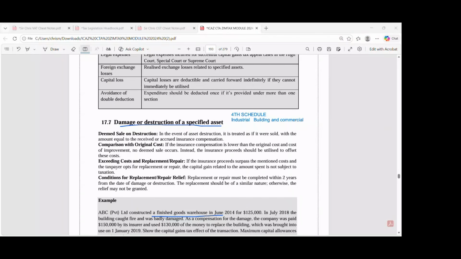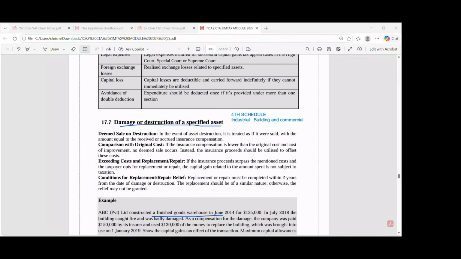Why is it important to distinguish between the two? An industrial building, if it's constructed, it attracts SIA at 25%. If it's a purchased industrial building or inherited, it attracts wear and tear at 5%. As opposed to a commercial building. A commercial building doesn't attract SIA. It only attracts 2.5% wear and tear. You happy? Is it making sense to you? You can show me through reactions.